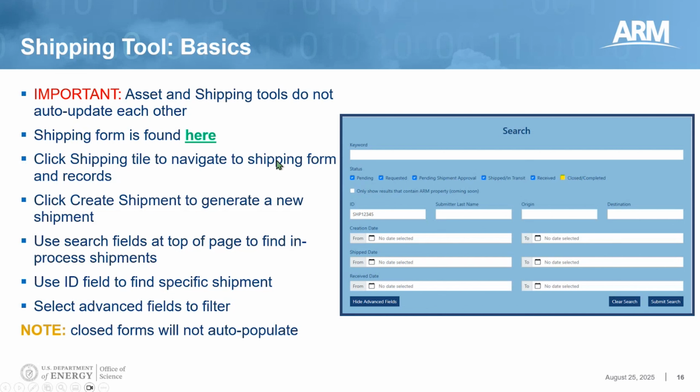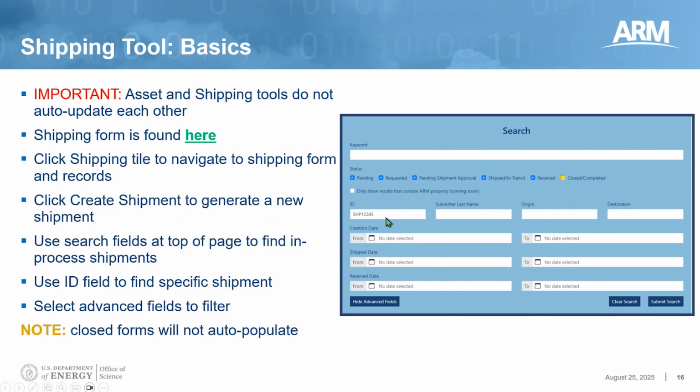So I provided a link to the shipping form in the slide for future reference. This is just kind of a general overview. One thing I wanted to highlight here is you can go back and search for past shipments. The system auto checks all of these status types, but if you need to look for a form that's already been closed, you do need to manually check that. You can use the expanded fields here to put in stuff like your shipping ID if you know it, your origin and destination, and then submit your search, and you'll be able to find past shipments for reference.